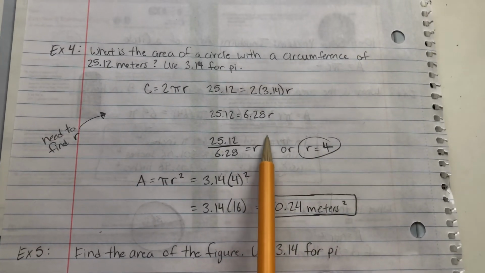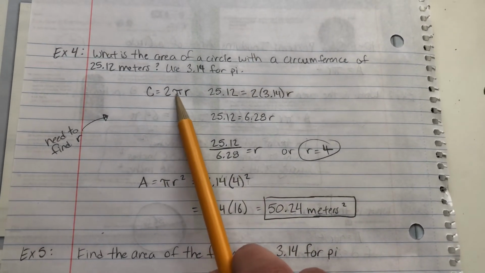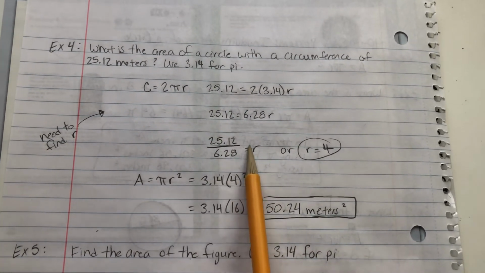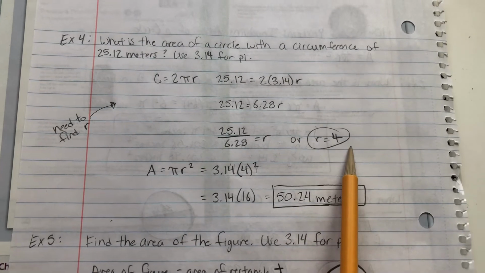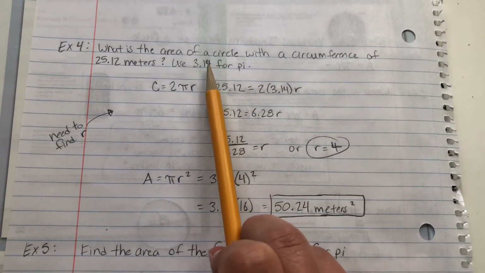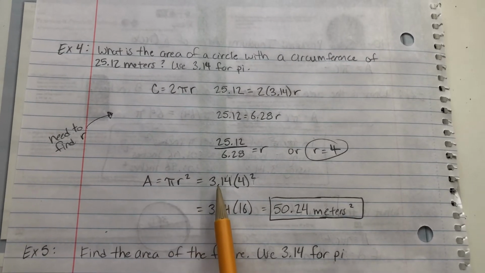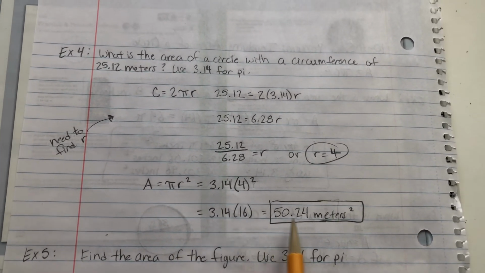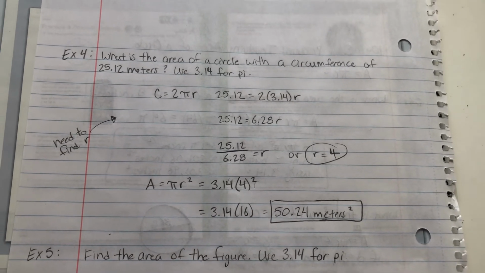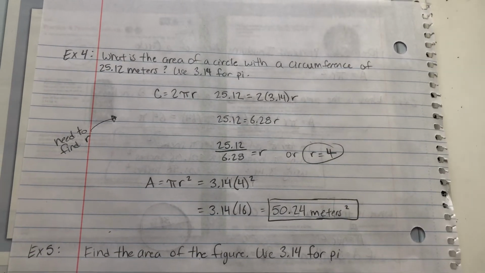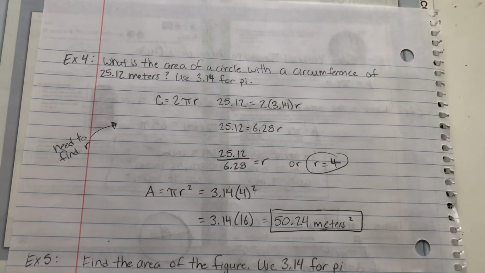And I don't have that extra step of taking the square root because I'm not using the area formula here, I'm using the circumference formula, so don't get those confused. Now that I know that the radius is 4, I'm going to plug that into my area formula, and I'm going to continue to use 3.14 since that's what it told me to do. So 4 squared is 16. 16 times 3.14 gives me 50.24 meters squared. So that one takes a couple steps, but it's using what we learned in the last lesson.